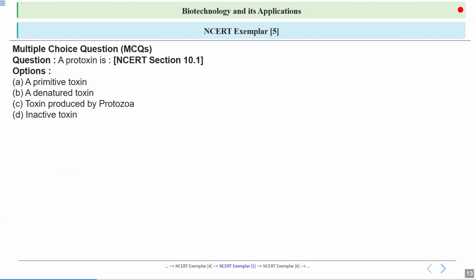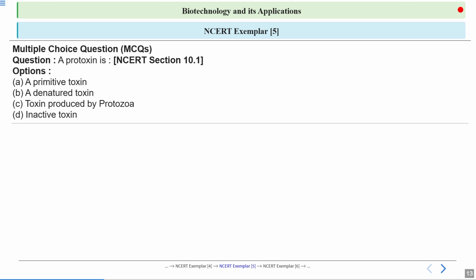So next question, this is also a multiple choice question, NCERT Exemplar 5. The question says a protoxin is, a very simple question. They are asking us what a protoxin is. This is from NCERT section 10.1, and the options say first it is a primitive toxin, second a denatured toxin, third a toxin produced by protozoa, and the last option, an inactive toxin.